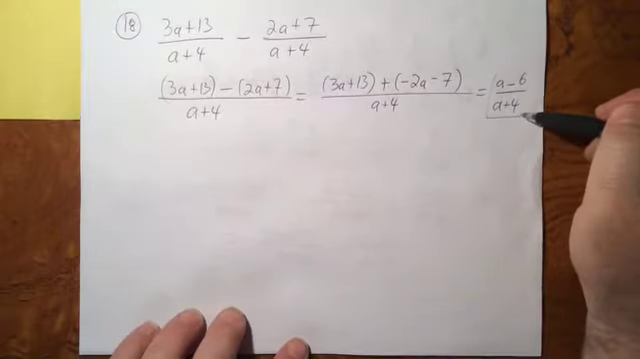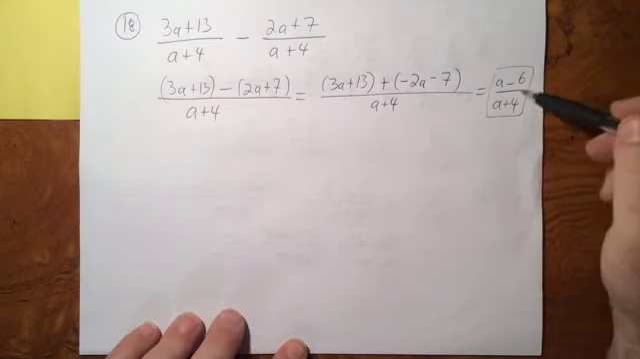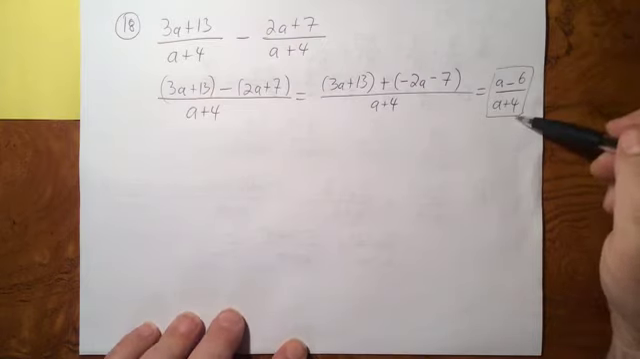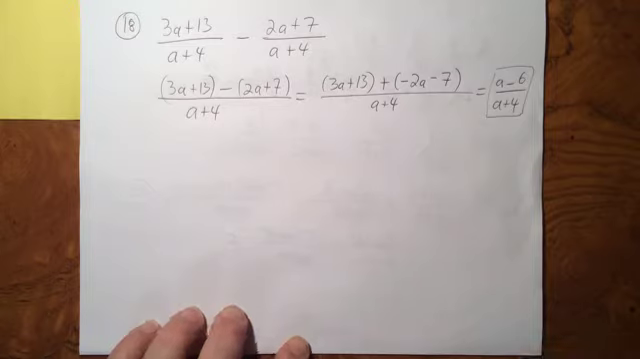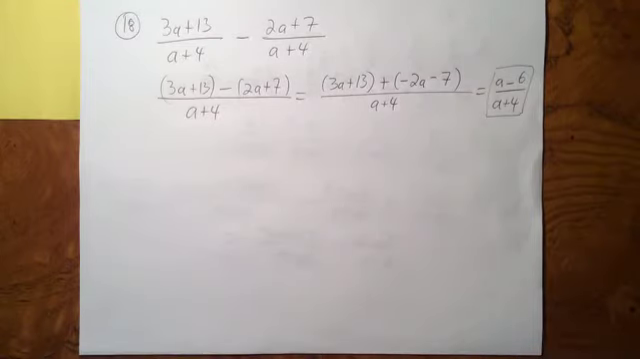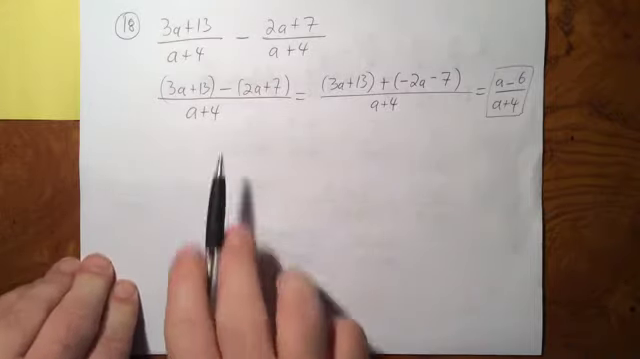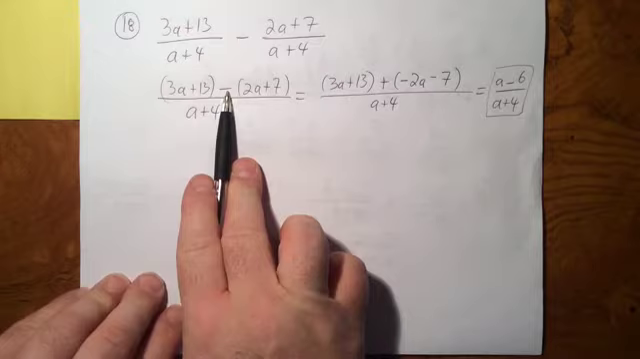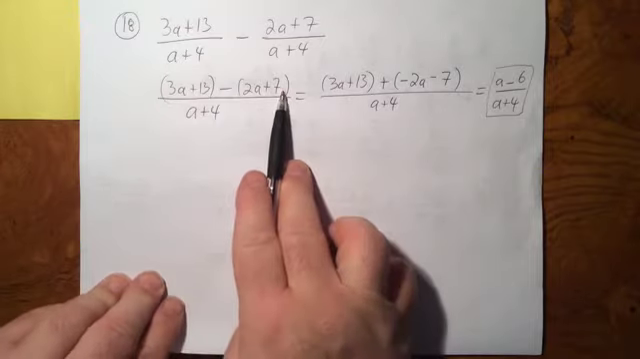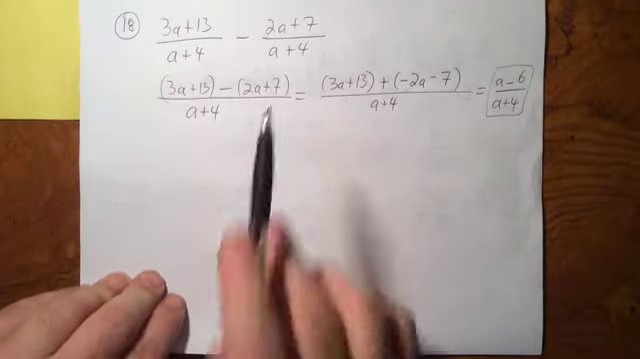And I'm left with an answer of a minus 6 over a plus 4. This is the answer in simplest form. There's nothing that can be factored or reduced top to bottom, and that will be our final answer in simplest form. So there are two things that can make this a little tricky here. One of them is when we are doing subtraction, we have to distribute the negative through the top. And that's an important note to remember here.